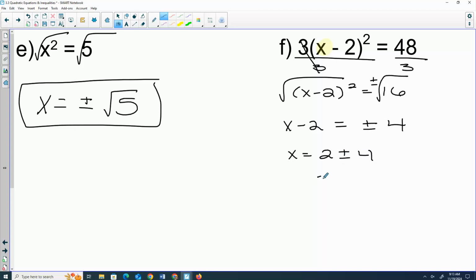So think about what that means. We have 2 plus 4 and 2 minus 4. 2 plus 4 is 6. 2 minus 4, negative 2. So we get the exact same answers, 2 different strategies. Either one works.